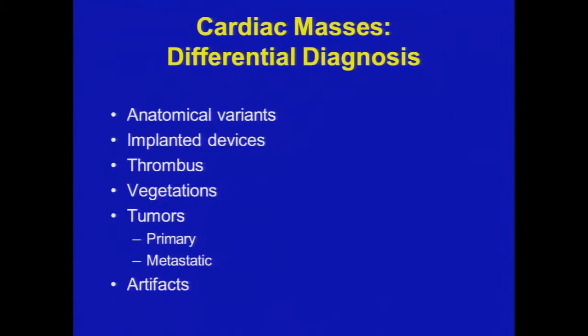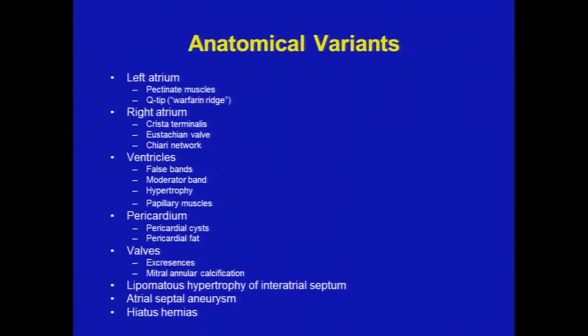So the differential diagnosis of mass lesions within the heart could include normal anatomical variants, which we'll go over in a moment, implanted devices, thrombus, which is the most often encountered intracardiac mass, vegetations, tumors, whether they be primary to the heart or metastatic, and artifacts, which I will leave to Dr. Levine in his lecture.